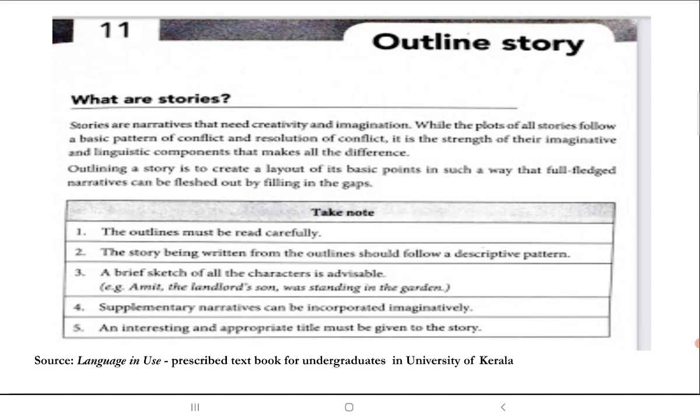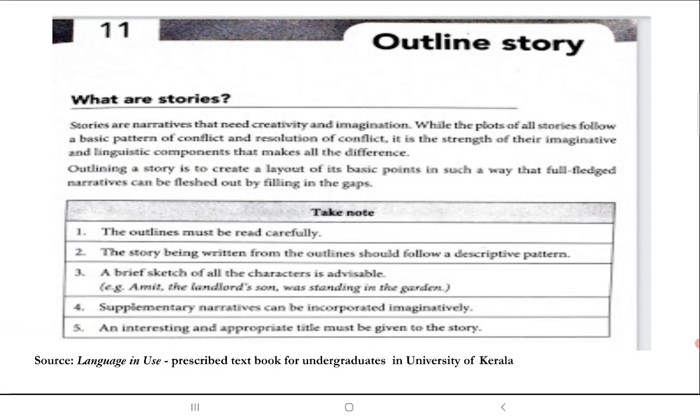Supplementary narratives can be incorporated imaginatively. Of course, you can add a bit of supplementary narratives anytime as you please, depending upon the time and the kind of creative stuff that is coming to your mind. Supplementary narratives means sub-narratives other than the main narrative of a hero or heroine or the major characters. You can add minor episodes of some of the minor characters.